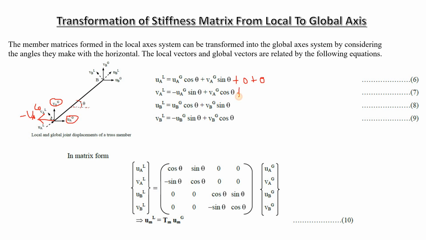And again, here UB has no part to play in it because this is the A point. So this is going to be 0 again plus 0. So this is our equation 7.